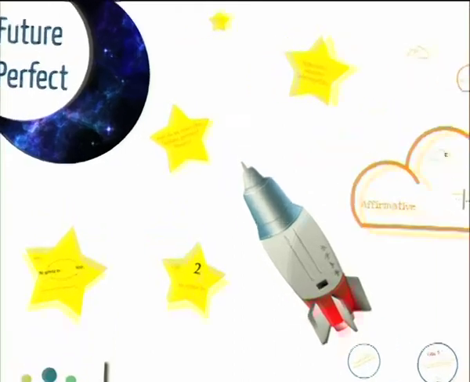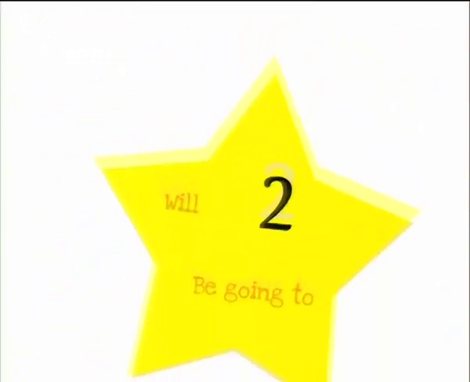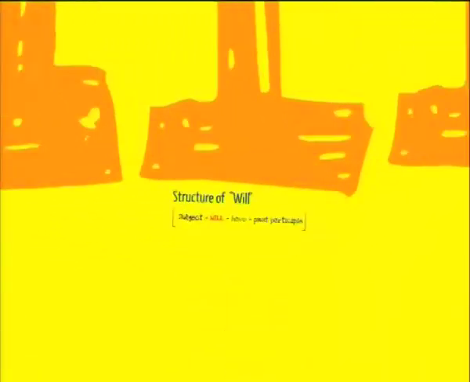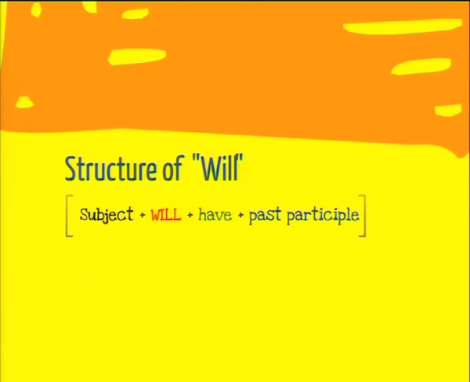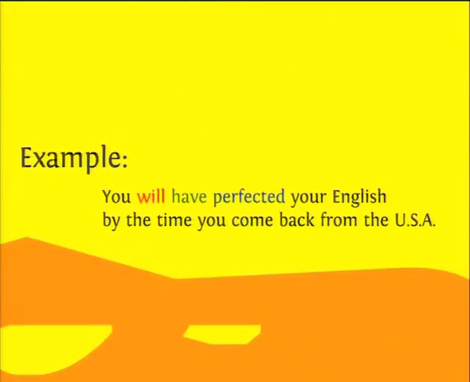Now let's discover how to form the future perfect. There are 2 different forms. Will, with the following structure: subject plus will plus have plus past participle. For example, you will have perfected your English by the time you come back from the USA.